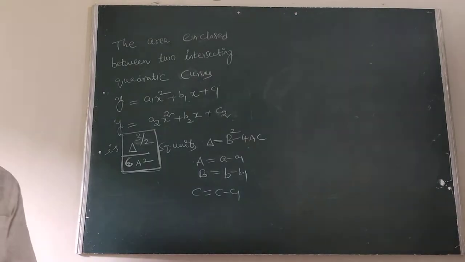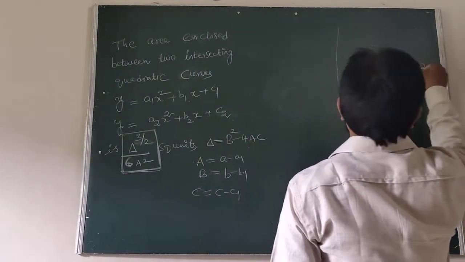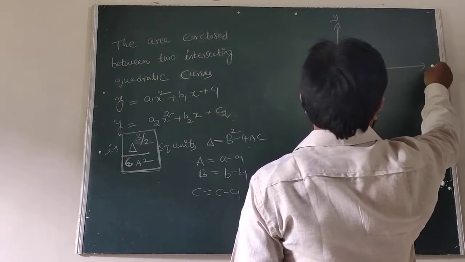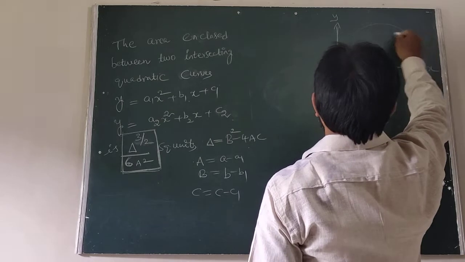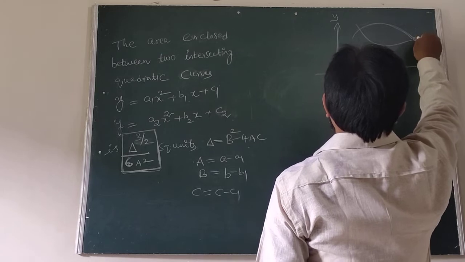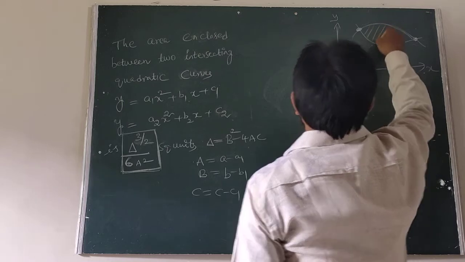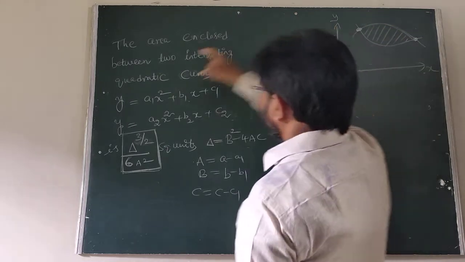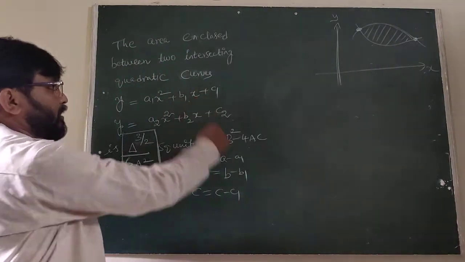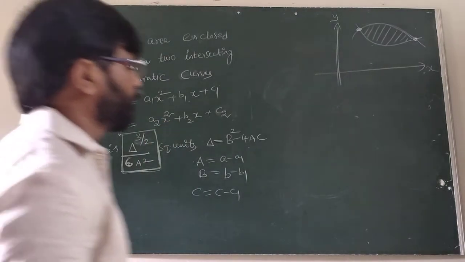The important point is here, suppose we are taking this as the x-axis, this will be the y-axis. The first curve is like this. Second curve is like this. These intersect at the point here and here. Now we have to find this area. This is curve 1, y equal to a1x square plus b1x plus c1, and another curve is y equal to a2x square plus b2x plus c2.